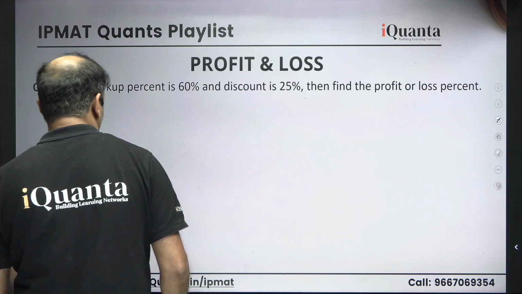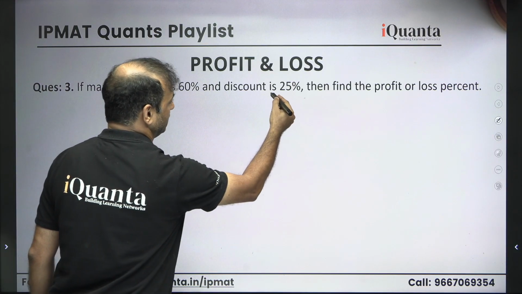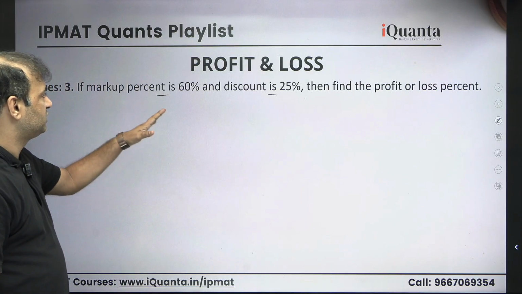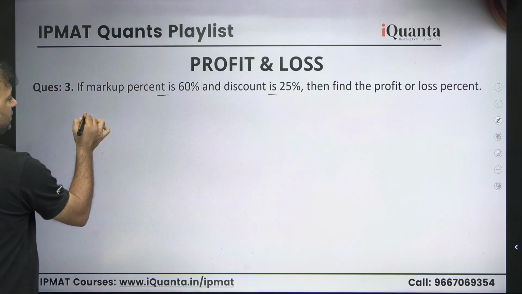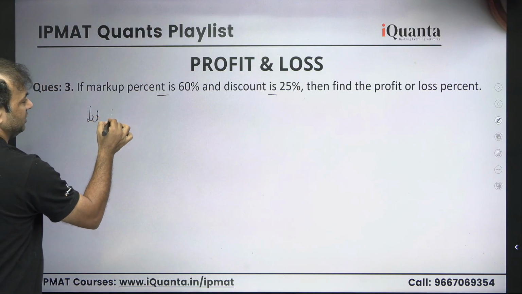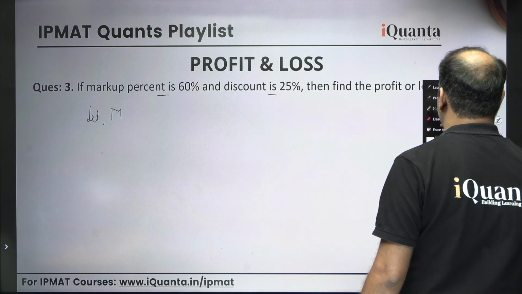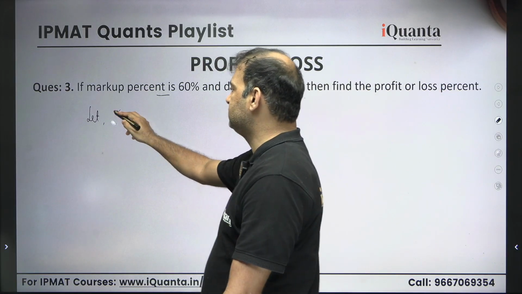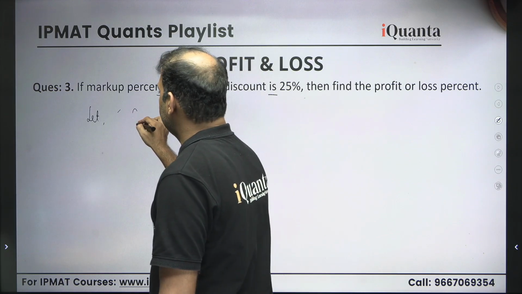So guys, how can we assume? Remember, first we are given the markup percentage and then the discount. So obviously first the markup happens and then the discount happens, right? So I'm starting with an assumption: let the cost price, because markup is given on the cost price, right? So I'll start with the cost price. Let the cost price be rupees 100.